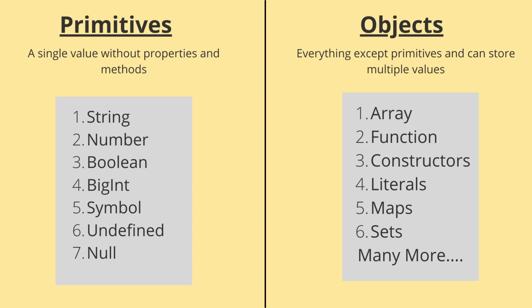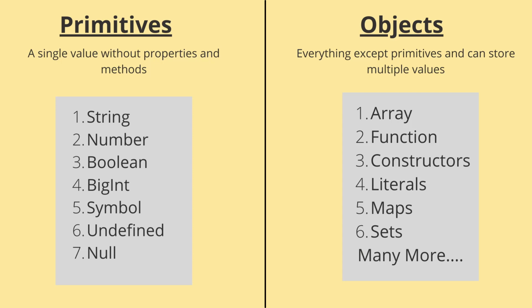Basically, we have two different data types in JavaScript. They are primitives and objects. Primitives are the data which are not an object. Hence, it is a single value and doesn't have any properties and methods like objects. In JavaScript, there are 7 primitives. They are string, number, big int, boolean, undefined, symbol, and null.